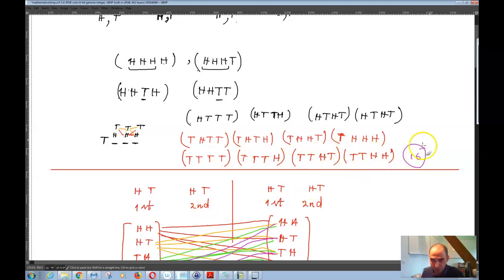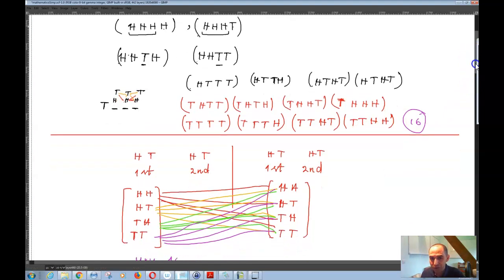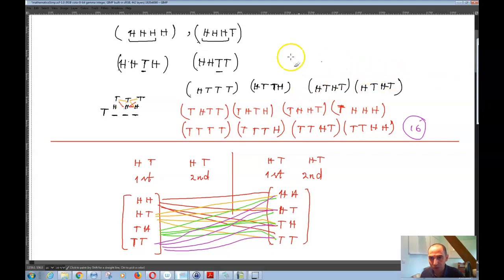So I think this will work as well. Now let me write this over here, and then we can compare and see if this algorithm works as well. So this is, for example, HHHH, meaning take the first one, the second one, the third one, the fourth one.